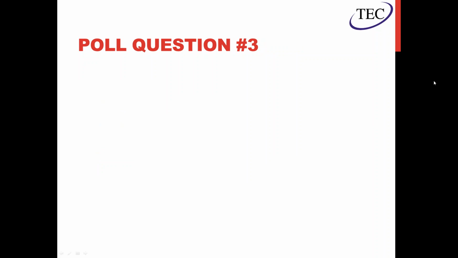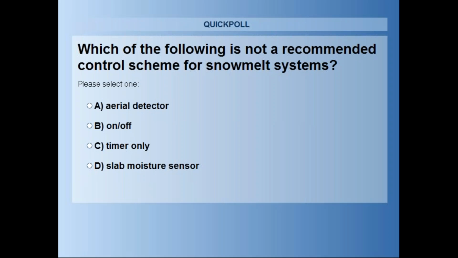Oops, sorry, let me quickly go to poll question number 3 here. Sorry, I'll try and keep us moving along here quickly, so I'm not keeping you guys all day. Which of the following is not a recommended control scheme for snowmelt systems? I'll give you about 30 seconds here.